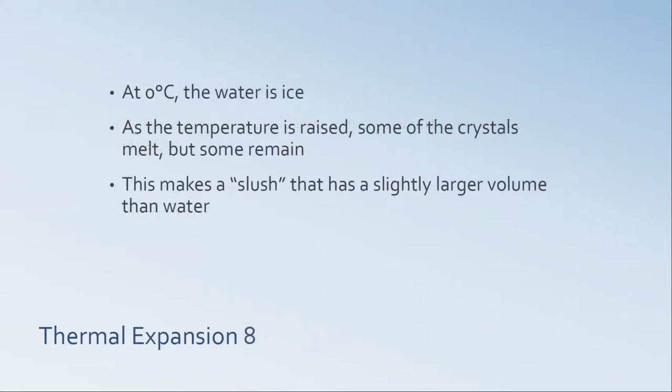At 0 degrees Celsius, the water is ice, but as we slowly raise the temperature, some of that crystalline structure of the ice starts to break up and some of the crystals melt. Okay? Some of them are melted, but some still remain. So at a little over 0 degrees centigrade, this makes a slush that has a slightly larger volume than water.